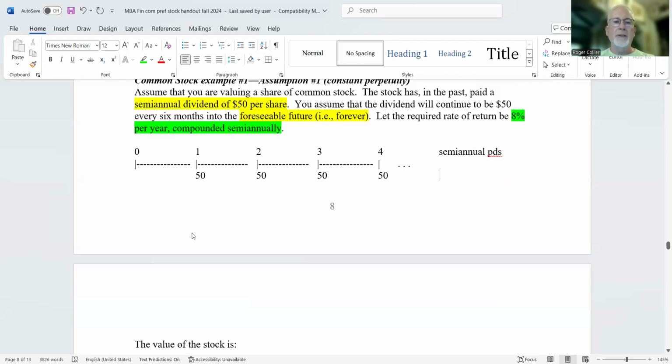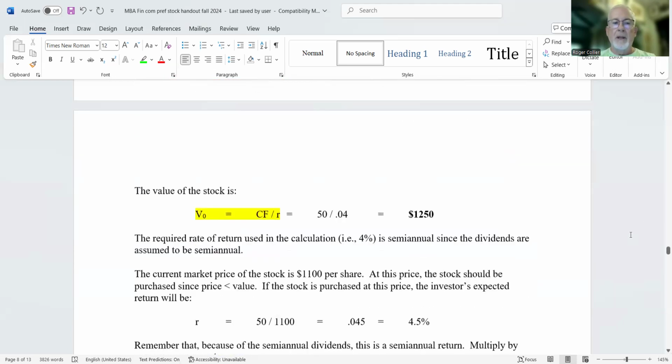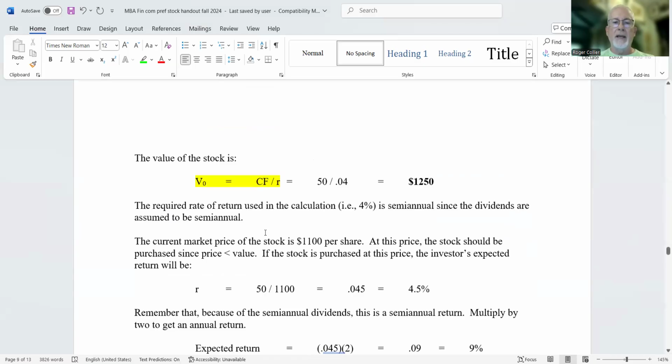Super simple timeline. Every period is half a year, or semi-annual. Every dividend is $50. The ellipsis tells us it goes on forever. Plug it into our formula. We get 50 over 4%.